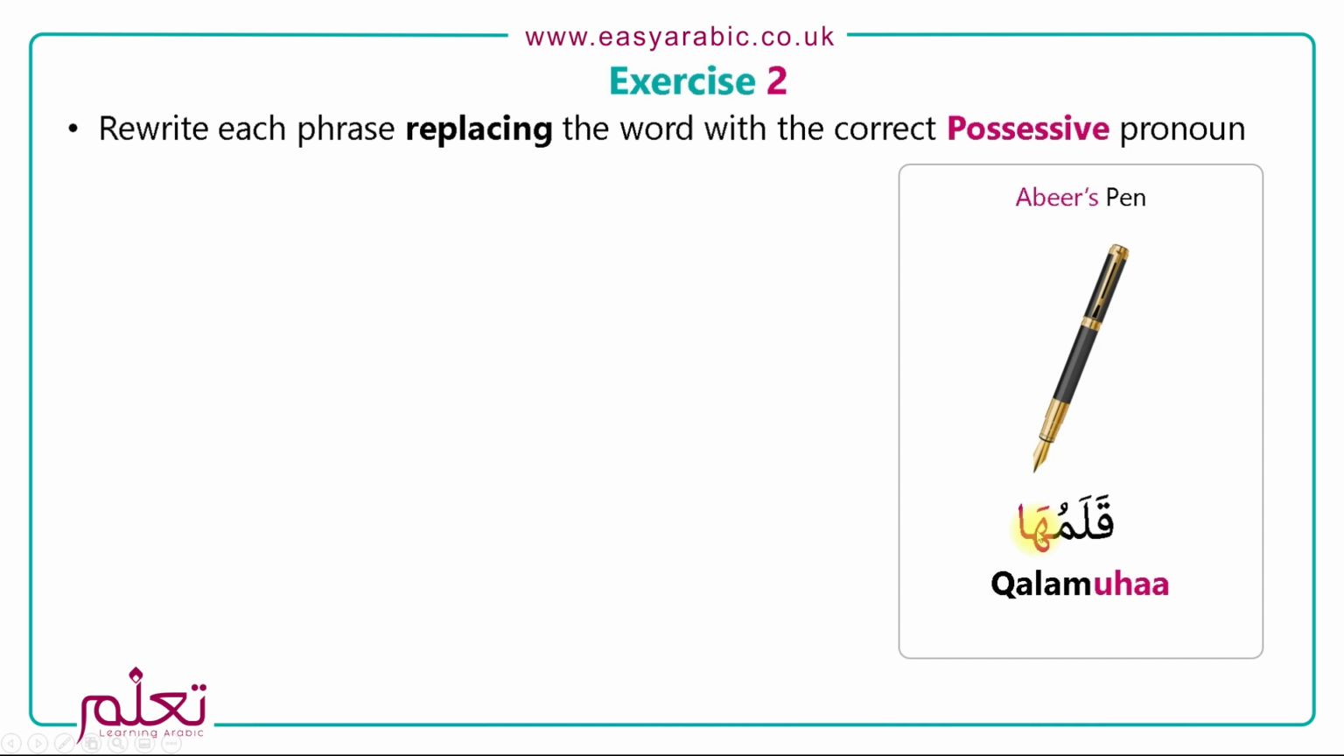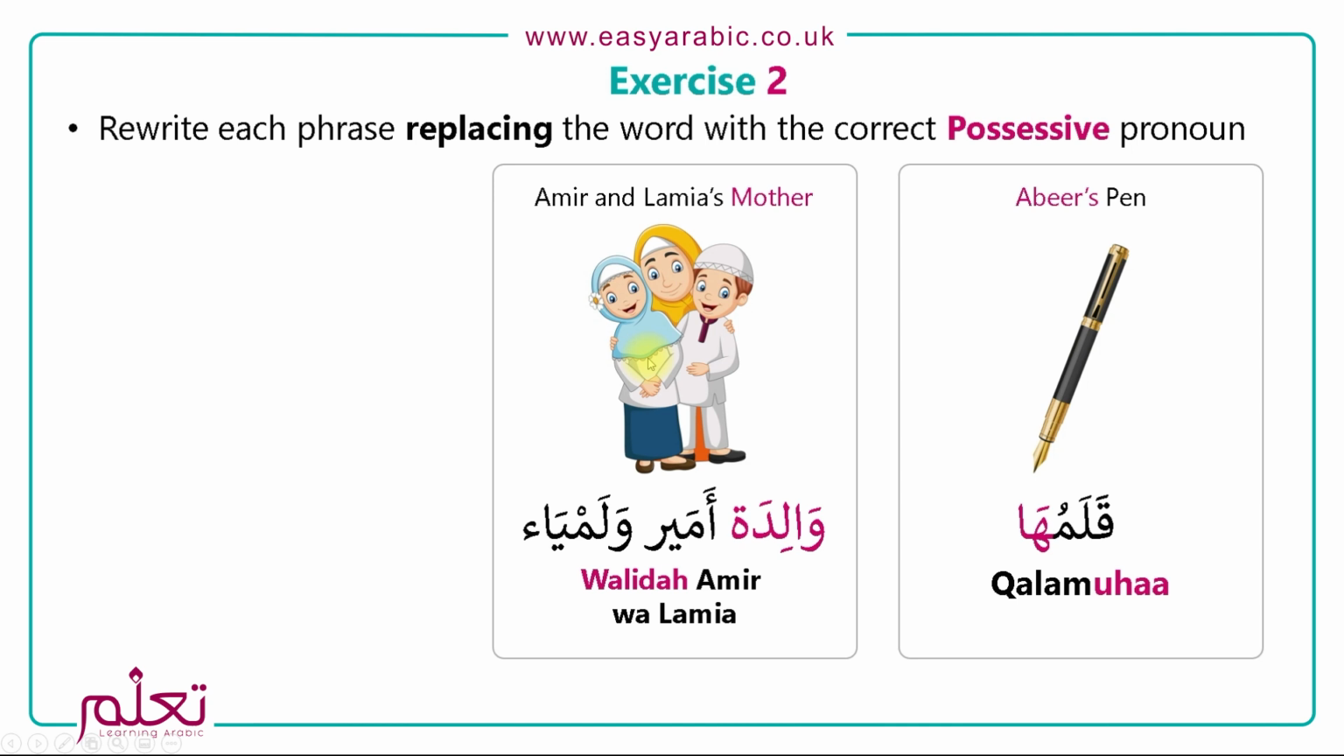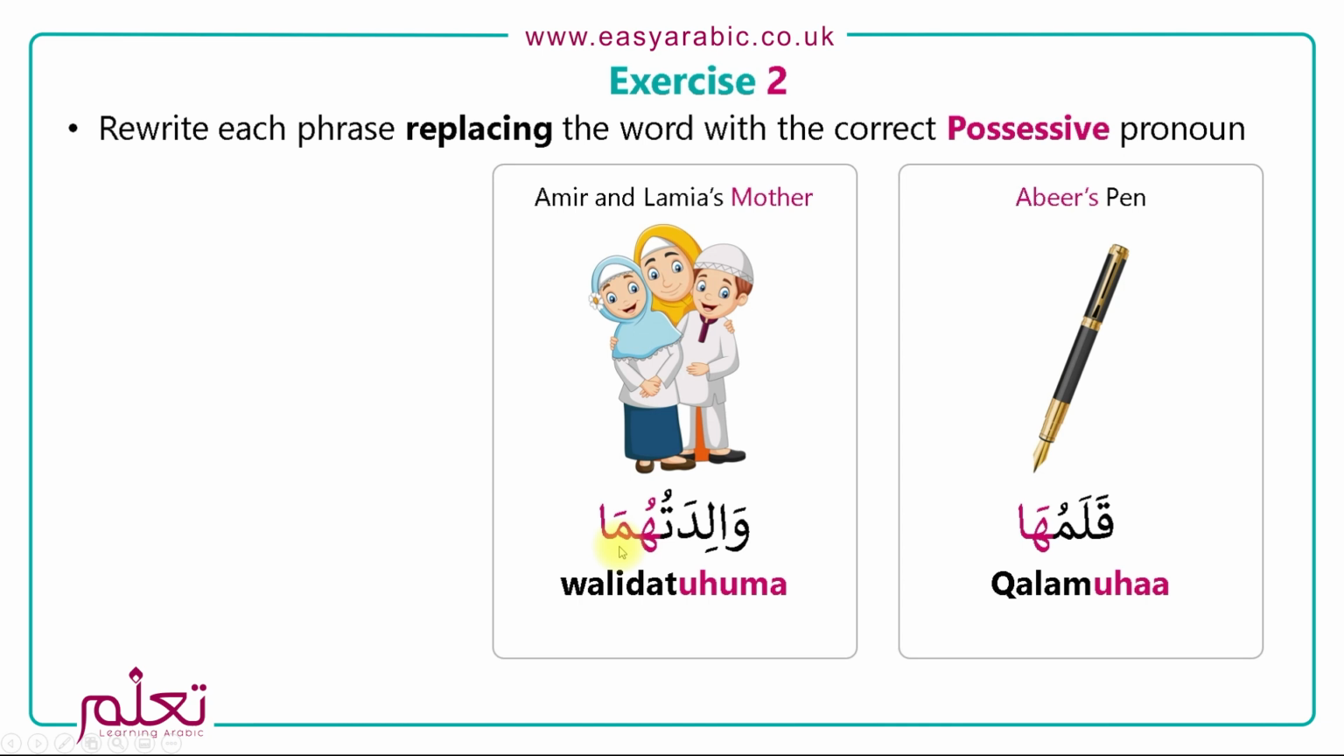Next one is walida amir walamya. So we have Amir and Lamya's mother. So now there's two of them, so what we need to do is change that. So the dual, their two's mother, would be walidatuhuma. Walidatuhuma. Okay, because we're talking about the dual.